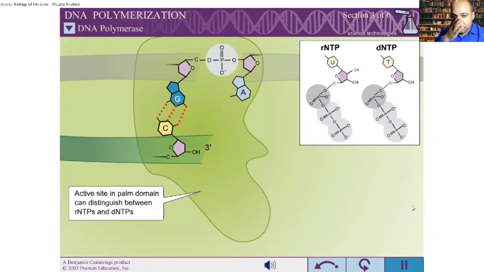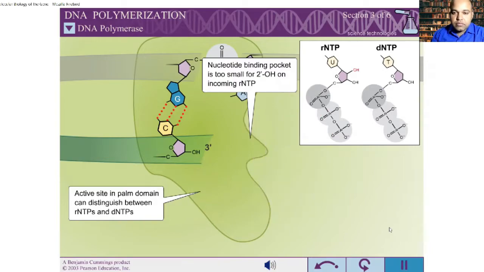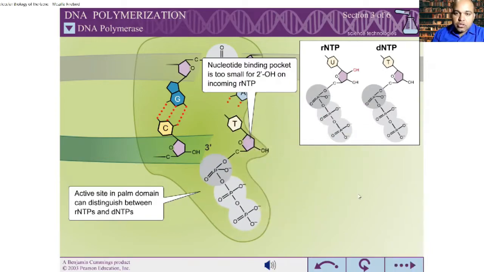So RNTPs are present at approximately 10-fold higher concentration in the cell. The nucleotide binding pocket is too small to accommodate the presence of a 2' hydroxyl on the incoming nucleotide, allowing the polymerase to sterically exclude RNTPs. So ribonucleotide triphosphates are sterically excluded from the active site of the enzyme, and only deoxynucleotide triphosphate is going to bind to the active site of the enzyme. Next point.